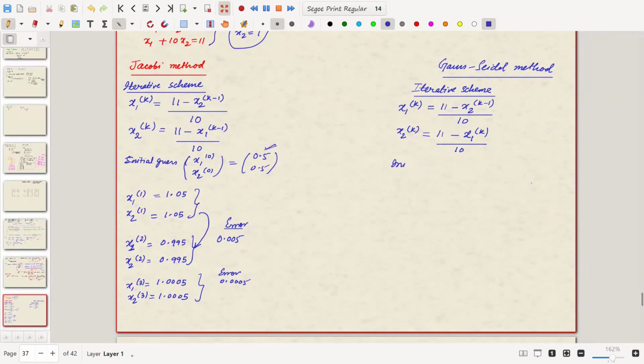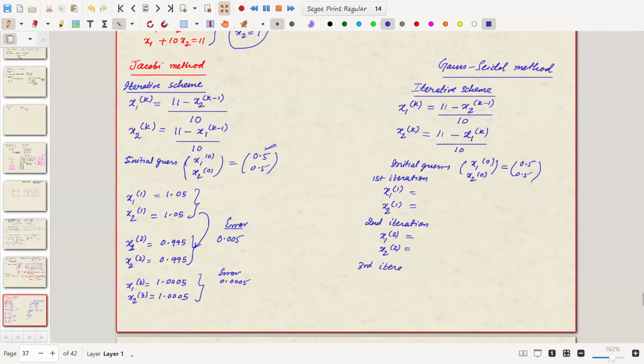Now, suppose the initial guess for x1 of 0 and x2 of 0 is 0.5 and 0.5. Can you tell me what is x1 of 1? What is x2 of 1? That is the first iteration. x1 of 2, x2 of 2. Maybe the third iteration, x1 of 3, x2 of 3. Can you tell me this?